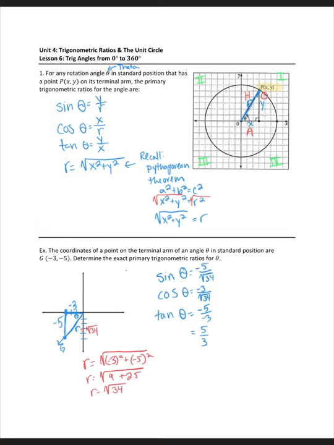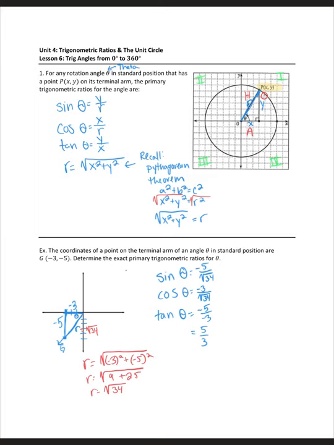So there's the solutions for your primary trig ratio. We first have to find our R value, or our hypotenuse. We'll plug our X and Y into the formula, and we should find that R is equal to the square root, or the radical, of 34. We're going to leave it as a radical because we want it to be an exact value. As soon as you take the square root of a number that's not a perfect square, then you're rounding it. So we're going to leave it as a square root.